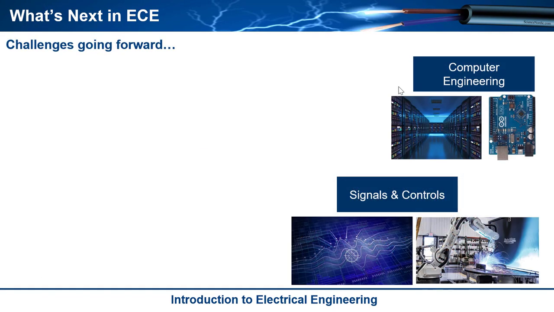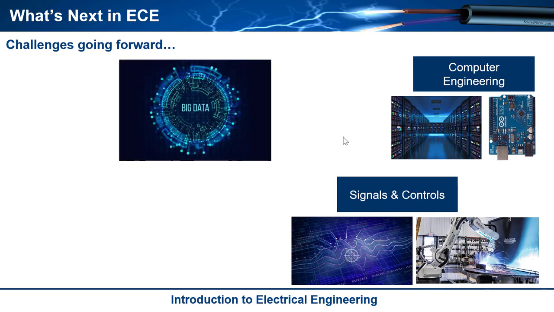The next one, I'm going to group computer engineering and signals and controls together because they really are going to face the same challenge. The first one is flat out big data, right? When you hear the term big data, what it means is that there's so much information stored in a computer that humans can no longer manually process it.